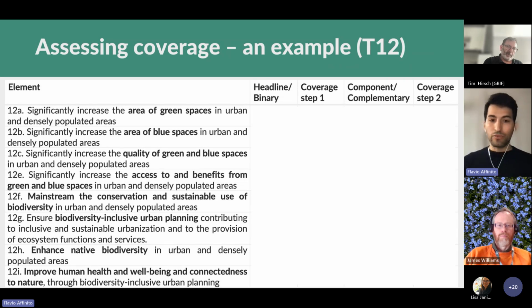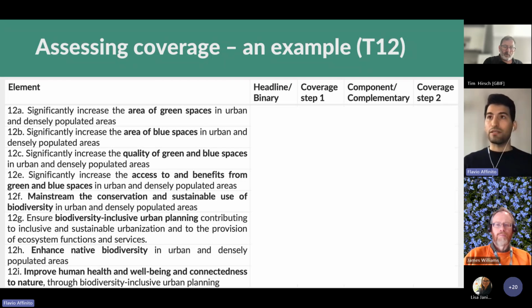As Tim walked us through, this is the whole ambition of Target 12, but the headlines that we have are not able to cover the entire thing. Why we split it by headline first and then added component complementary is because the headline indicators are mandatory for reporting in the national assessments, whereas component complementary are optional for parties to choose from. So the first thing we did was look at the 2 mandatory indicators.